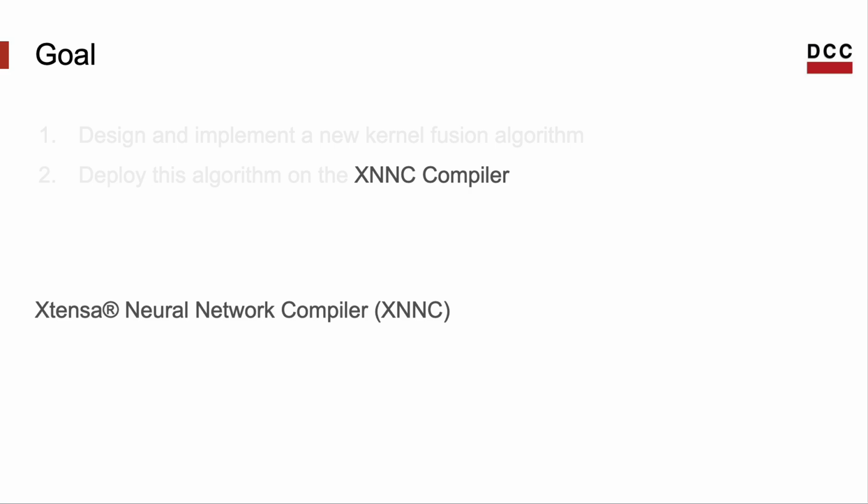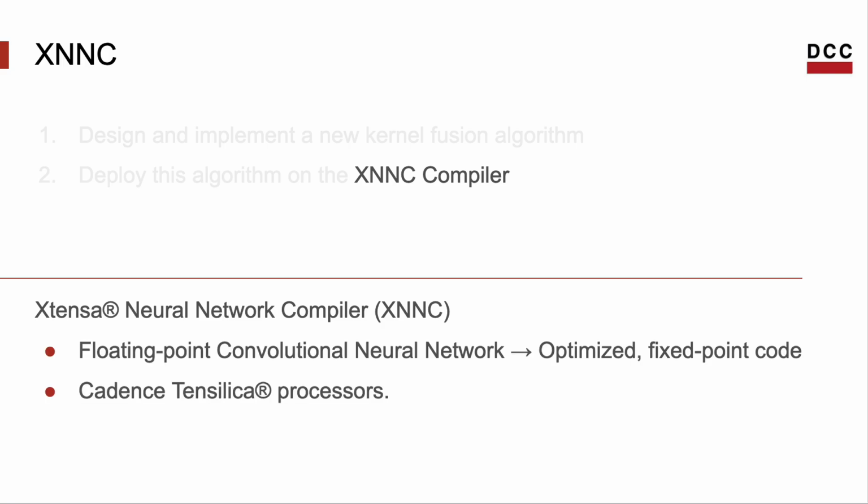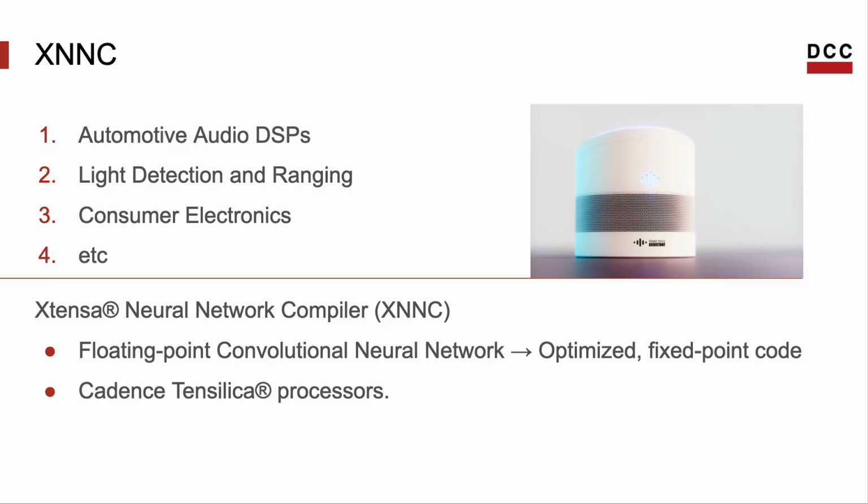XNNC stands for Xtensa Neural Network Compiler. This is a tool used by Cadence, by the Tensilica branch of Cadence, to generate code for convolutional neural networks. In particular, it converts those convolutional neural networks, which may be designed with floating point numbers in mind, to optimized machine code that uses integers to carry out those operations. So it does some quantization. And the code that it produces will usually run on digital signal processors, like those that we find in vehicle networks, lidar systems, consumer electronics, appliances, etc.